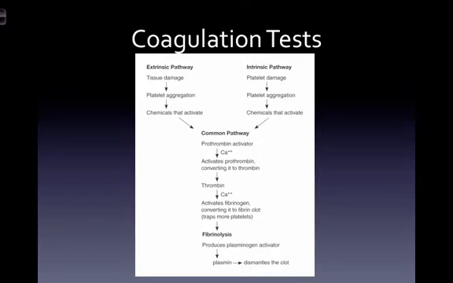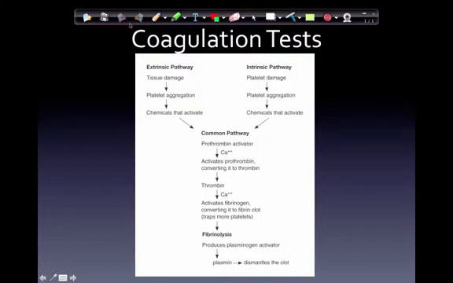The extrinsic pathway is caused from outside or external or tissue damage. It involves platelet aggregation, chemicals that would activate the common pathway. Once the common pathway is activated, then we start forming the thrombus. And then once the thrombus forms, calcium is introduced and this fibrinogen polymer is going to occur, and this is the clot until repair actually occurs to the tissue.